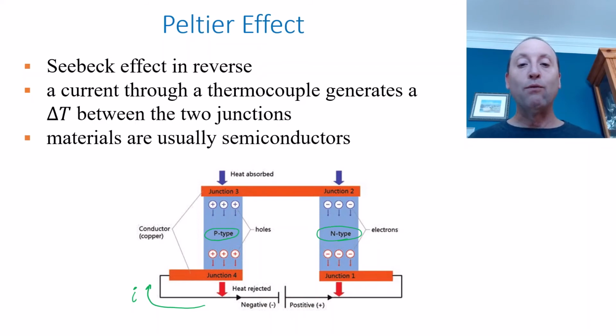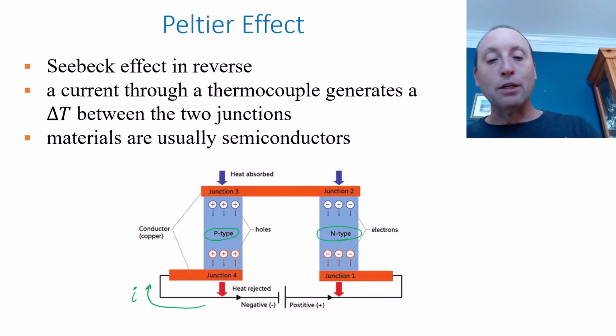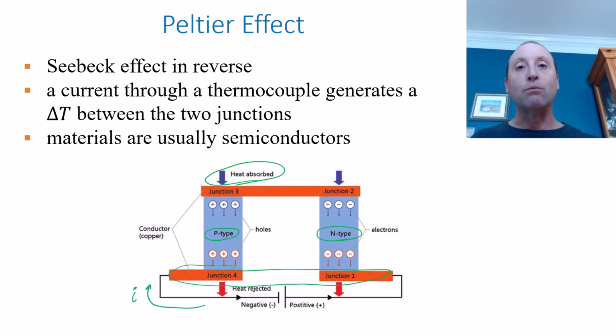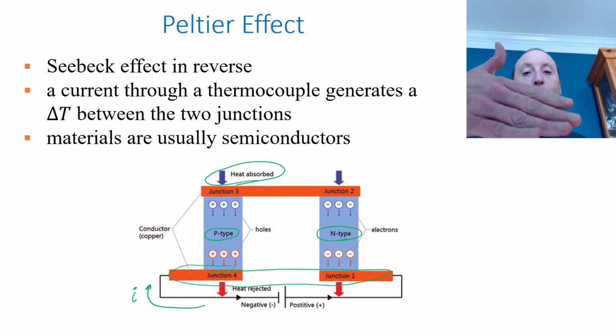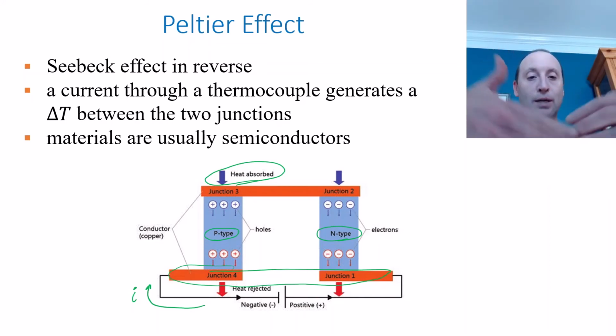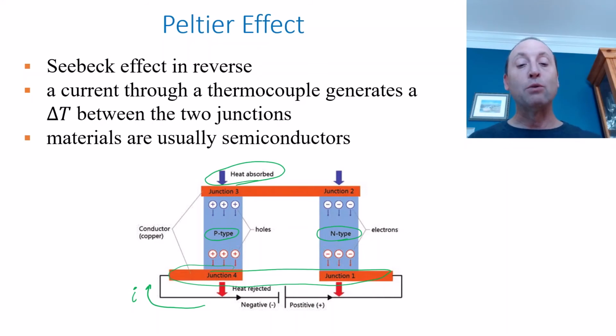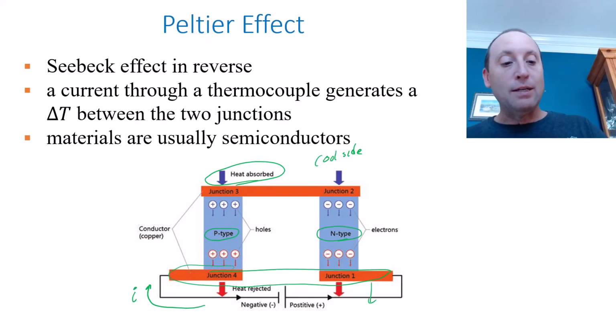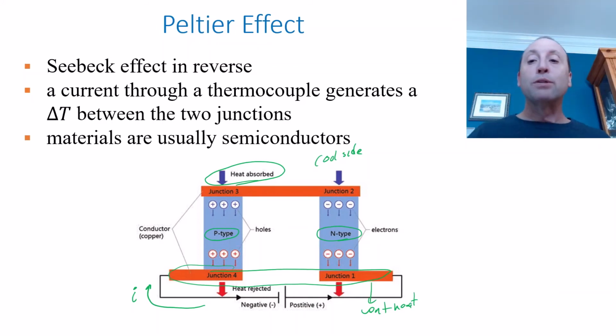And when that current flows, this top junction up here will absorb heat from the surroundings, and the bottom junctions will liberate that heat. So by causing this current to run through that circuit, we're going to cause heat to flow in this diagram from top to bottom. And so we can cool something on the top, so this would be the cool side, and we can then vent heat at the bottom. So this is a way to cool things with a solid state device.